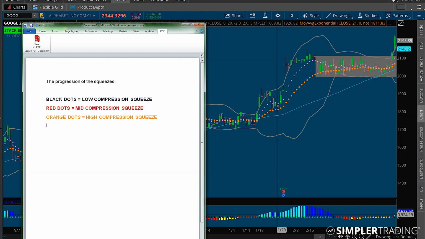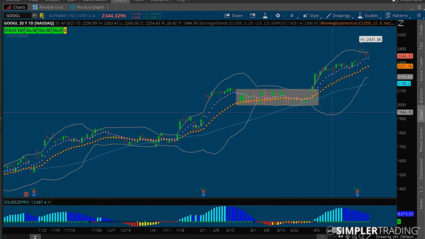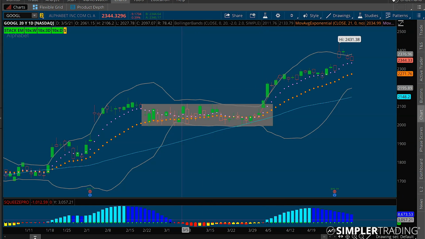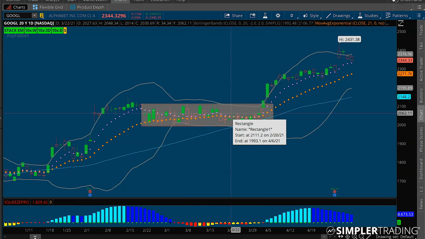So when you're looking at the histogram, those are three colors you're going to see, or potentially you're going to see the green dots. What the green dots mean is that the squeeze is fired. So pretty simple stuff here. You're going through your charts. You got a daily chart here for Google. If you see black, red, or orange dots, that's telling you that, for that given time frame, so for the daily chart, old Google here is in a squeeze.